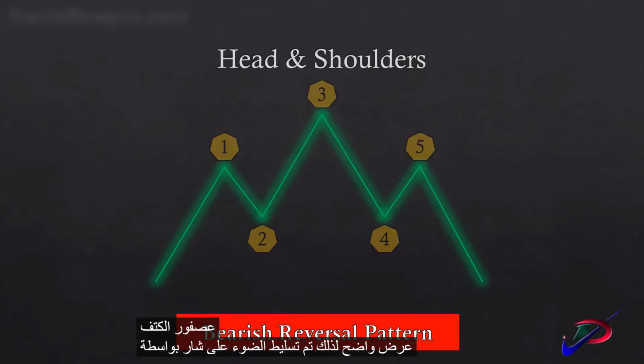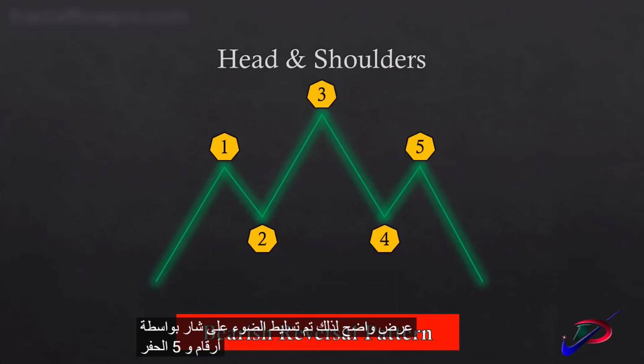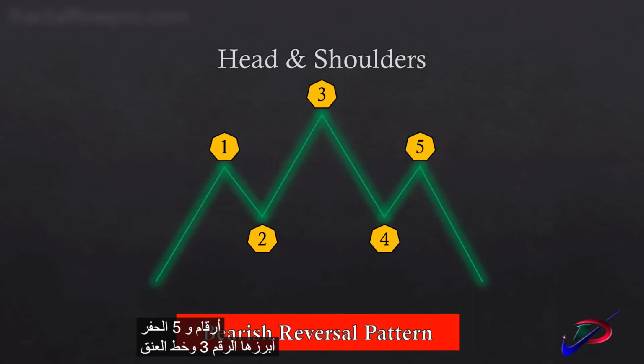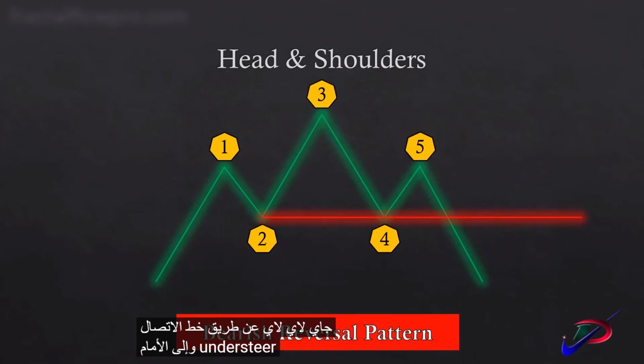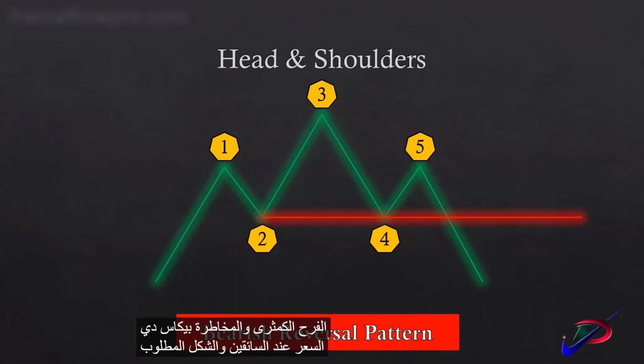We have the shoulders, which are highlighted by numbers 1 and 5, the head, which is highlighted by number 3, and the neckline, which is highlighted by the line connecting numbers 2 and 4. This chart pattern receives this name because the price action will resemble the shape of head and shoulders, which is something that makes it easier to remember and detect the pattern in real time.